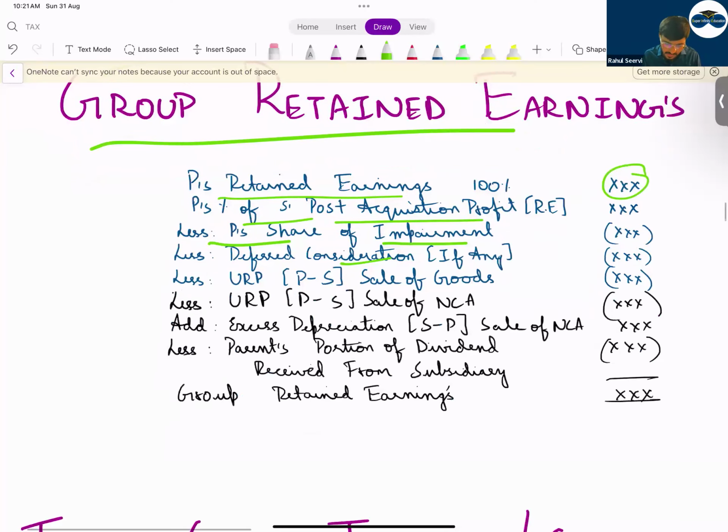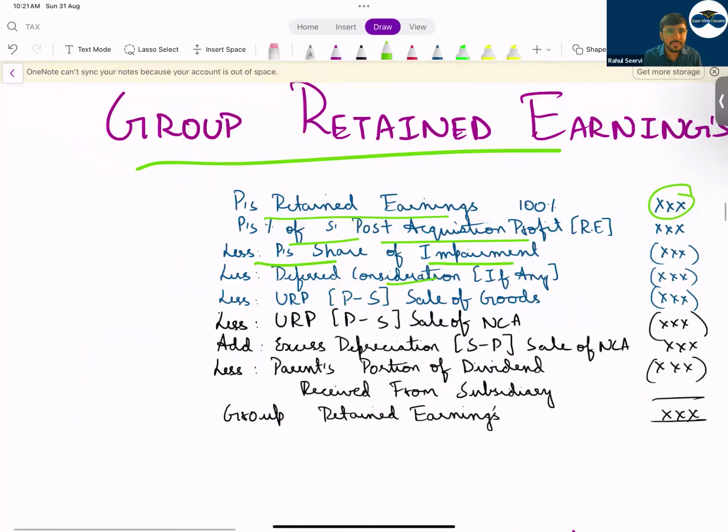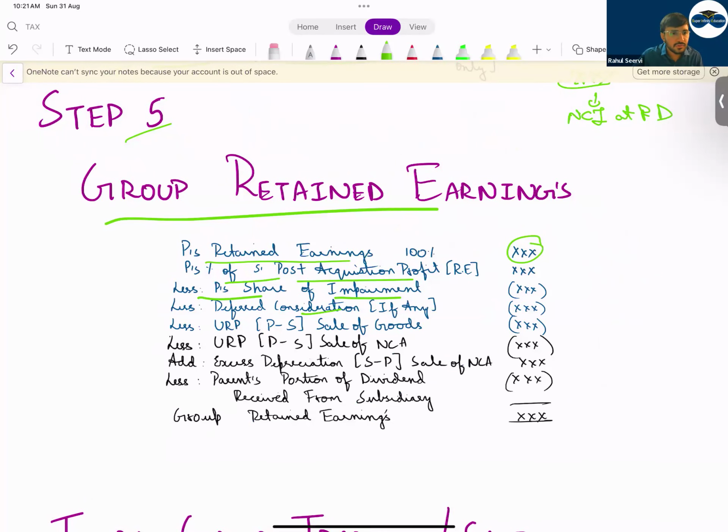Then other things we will discuss now: URP, other cases. Understood the 5 steps, everyone? Yes or no? Yes, sir.